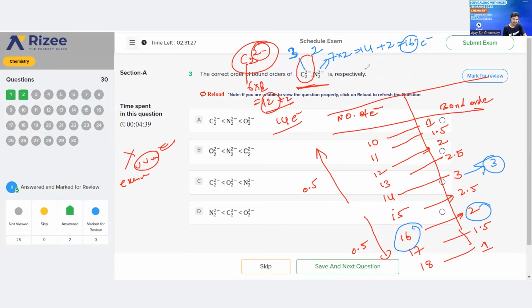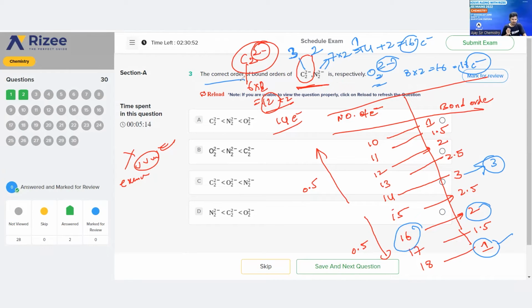Next, you just wrote O2 2 minus. In O2 2 minus, how many electrons are there? Oxygen generally has 8 electrons, and 2 oxygen atoms are there, so 8 into 2 is 16, and with the 2 minus charge, that is 18 electrons. If 18 electrons are there, the bond order is 1. So we have 3, 2, 1.